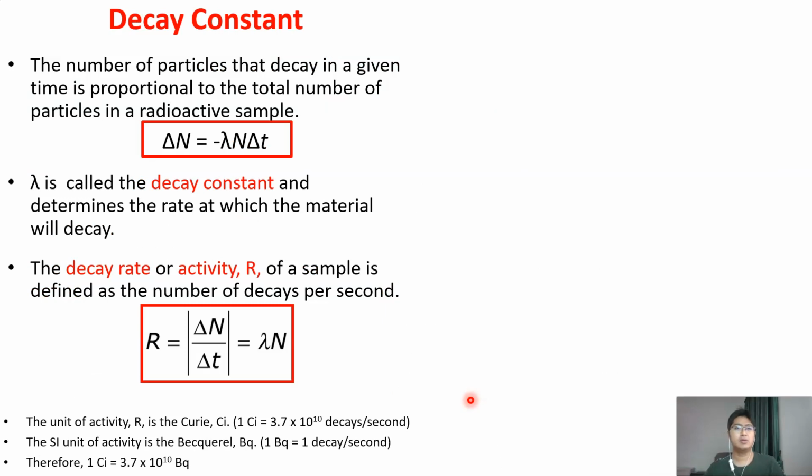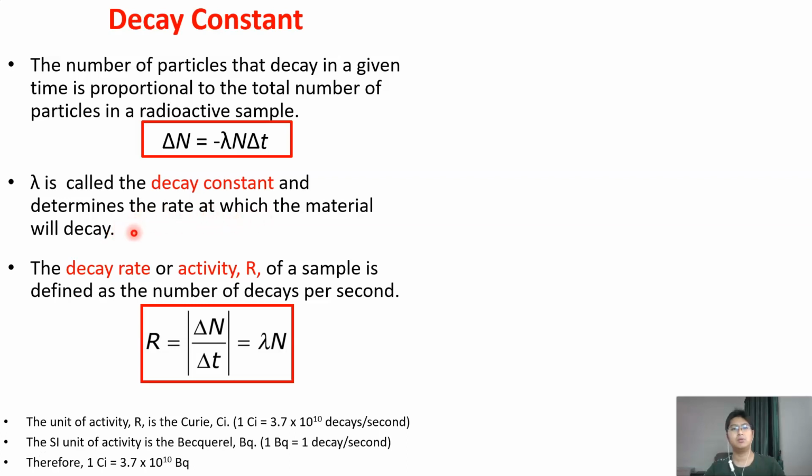The other important thing is the decay constant. The number of particles that decay in a given time is proportional to the total number of particles in a radioactive sample: delta N equals lambda N delta t, where lambda is called the decay constant and determines the rate at which the material will decay.